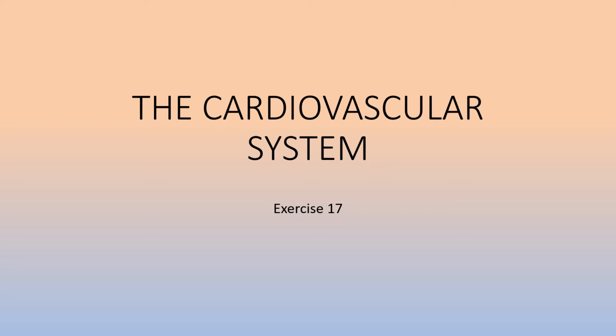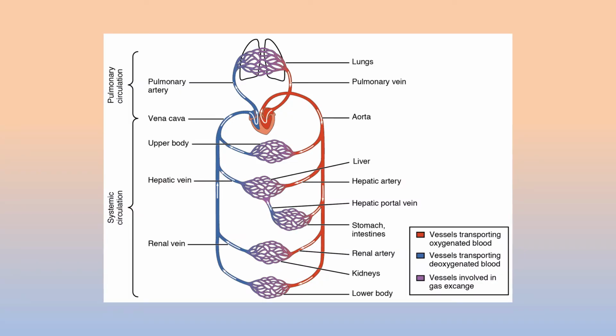Exercise 17 deals with the cardiovascular system. For this lab, we've already looked at the heart, so now we're looking at the blood vessels themselves. This is just a drawing once again for review. You've got your pulmonary circulation, the blood vessels going from the heart to the lungs and back, and then the systemic circulation is going elsewhere.